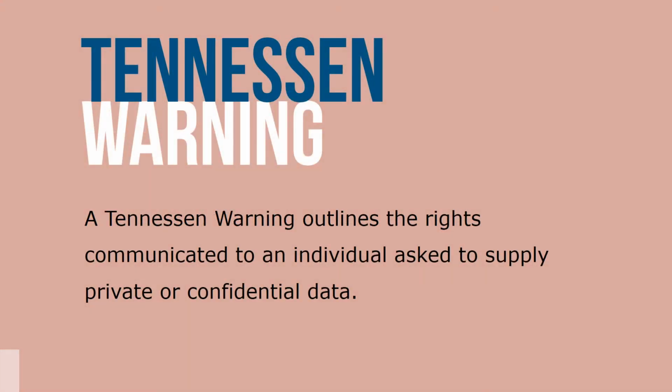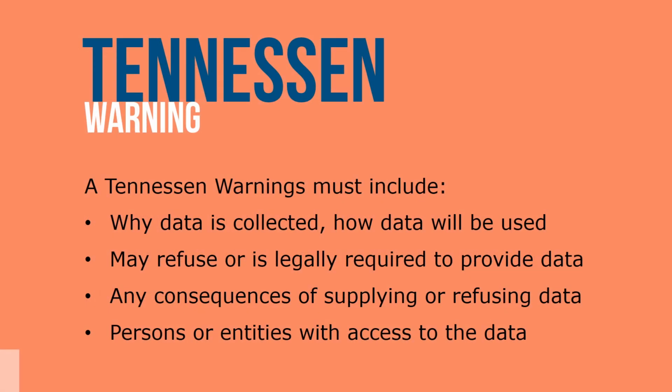A Tennessen warning outlines those rights communicated to an individual asked to supply private or confidential data concerning himself or herself. A Tennessen warning clearly articulates the rights of subjects of data. In Tennessen warnings, statements must be included that inform the individual why the data is being collected from the individual and how the entity plans to use the data, whether the individual can refuse or is legally required to provide the data, any consequences to the individual for supplying or refusing to supply the data, and the identity of the persons or entities authorized to receive the data.